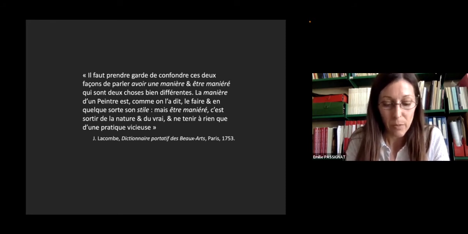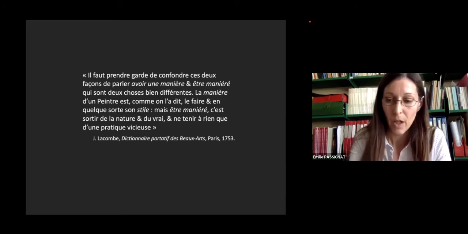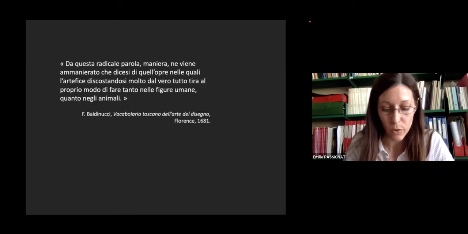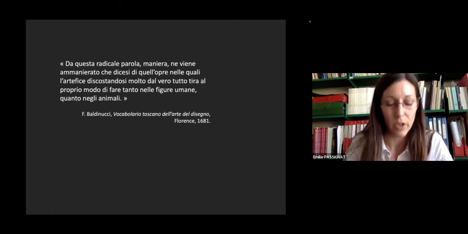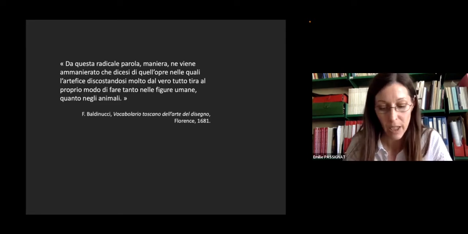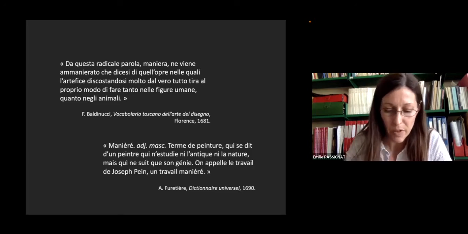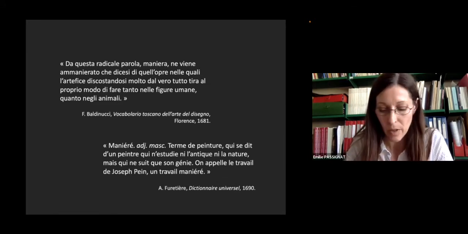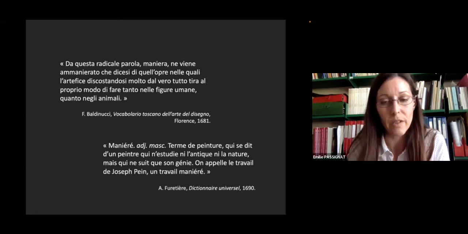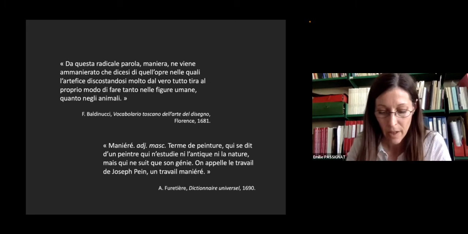These definitions summarize the essence of almost a century of debate on the question of imitation. We owe to Filippo Baldinucci the appearance in writing of the new adjective ammanierato in the entry maniera of his dictionary. Maniéré, mannered, was sufficiently used in France at the end of the 17th century for Antoine Furetière to include it in his Dictionnaire Universel, which would have been the Dictionnaire de l'Académie Française in a certain sense.